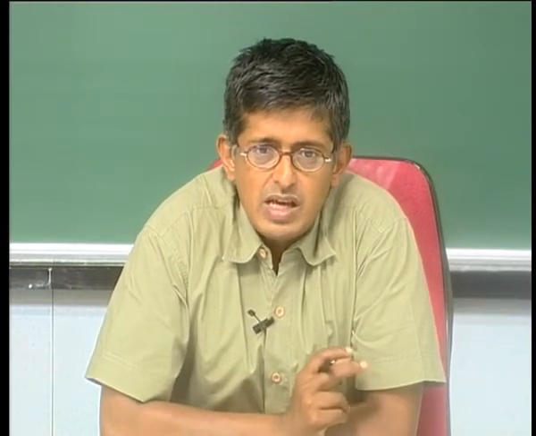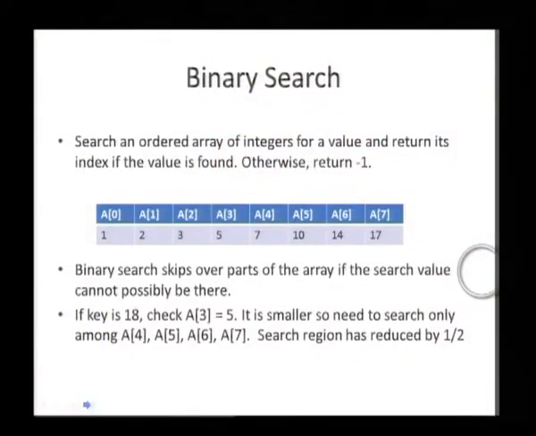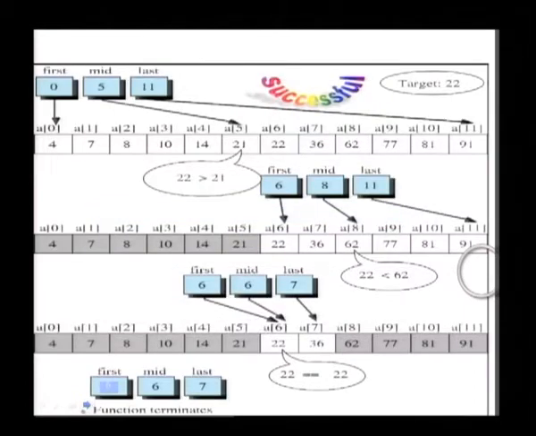For example, if the given key is 18, if we end up comparing 18 with the element 5 which is present at the array location 3, if 18 is present in the array, then it would be present only among the indices 4, 5, 6 and 7. And we can see that the search region is reduced by half or approximately by half. And this is exactly what we are going to encode into our algorithmic procedure, and let us look at one run of this algorithm.